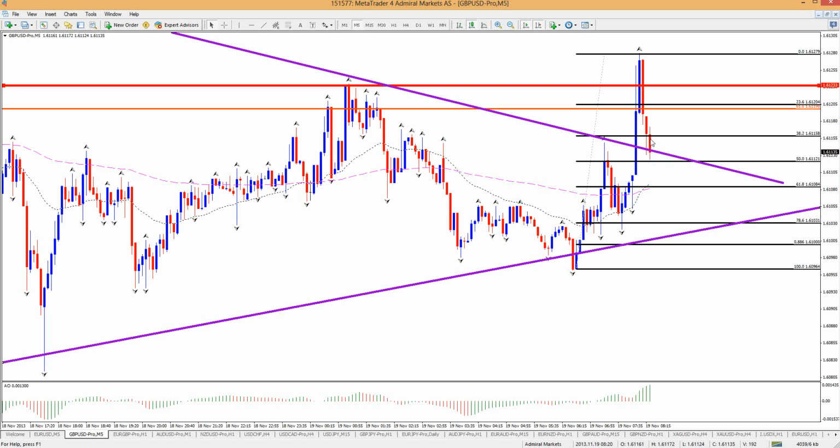As I said, the oscillator is still way high. So for me to really get interested, I want this oscillator to go back to the zero line. Let this correction finish, and then wait for the first break above the first fractal.